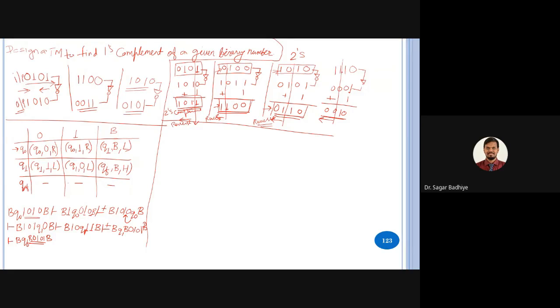If it was 1, it becomes 0, and 1 becomes 0. After this one, if it is 0, it becomes 1 in the output. If it is 1, it becomes 0 in the output. After this one, again, its input was 0, so it becomes 1. After this one, everything was reversed. The logic over here is very simple.